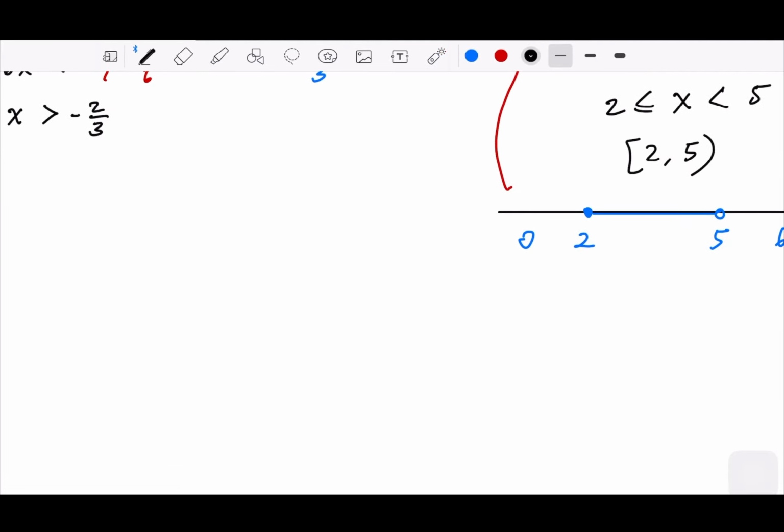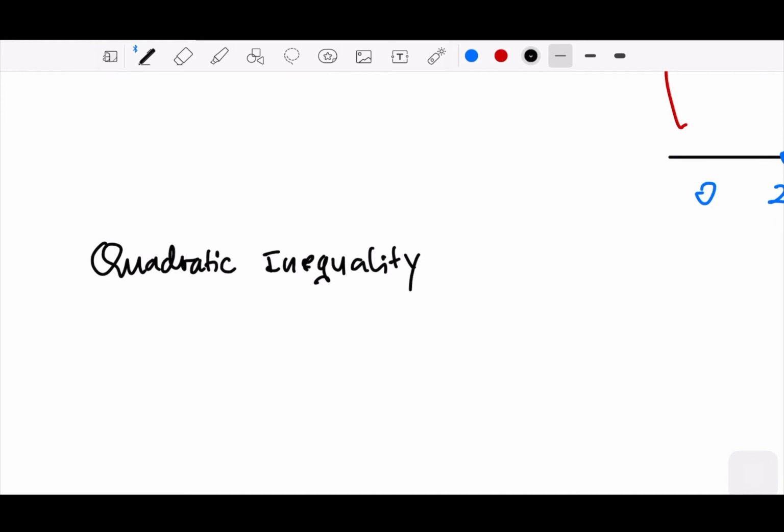Okay, so what's next? Next we have quadratic inequality. Basically, we will have equations that are quadratic, but with an inequality. So for example, let me just directly give an example. Okay, we have this. If you want to solve this, you can solve it first and pause the video to see your answer, and then after you find your answer, you can try to confirm it with me.